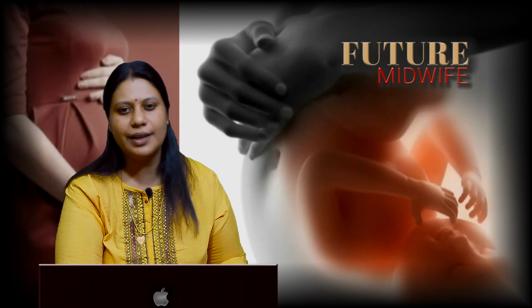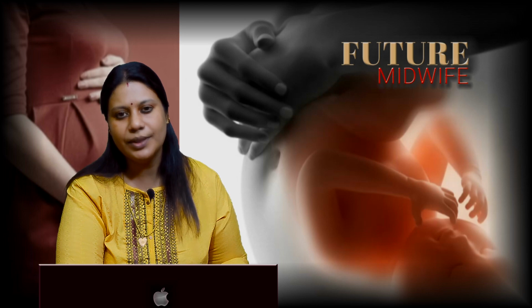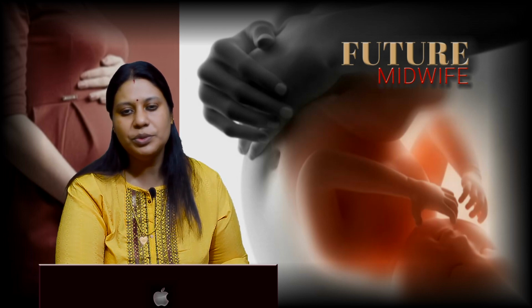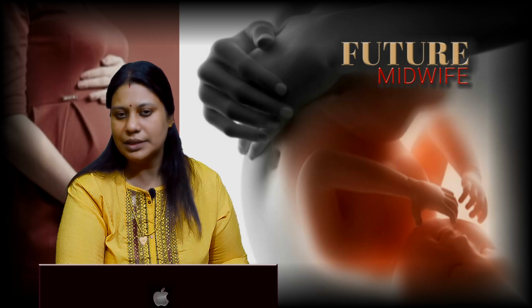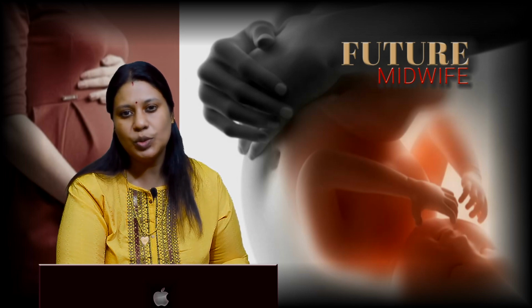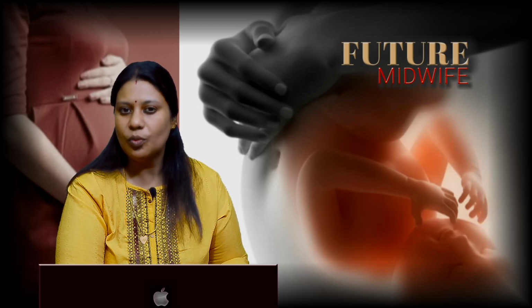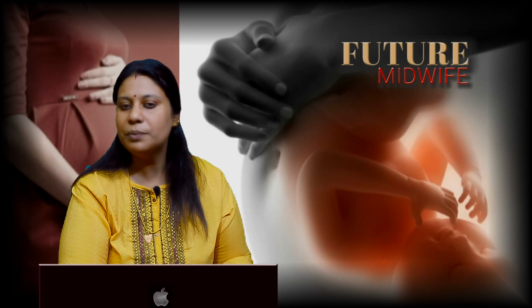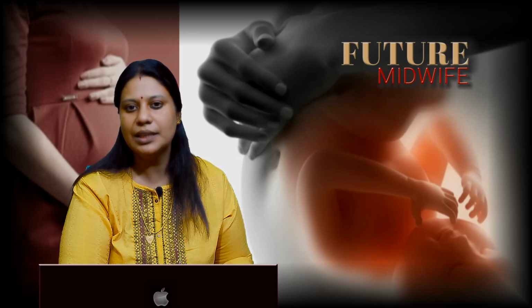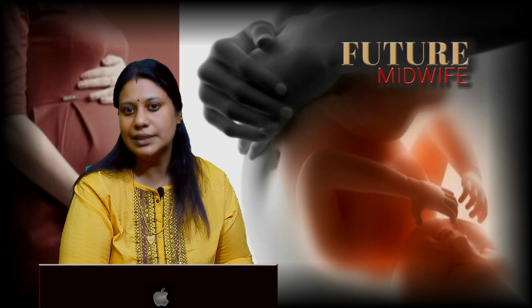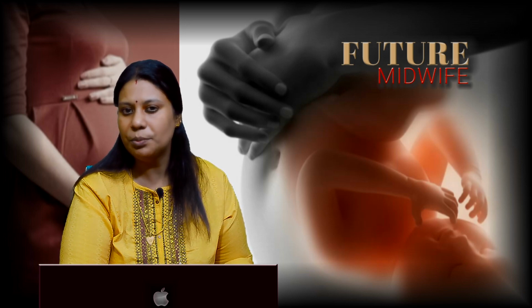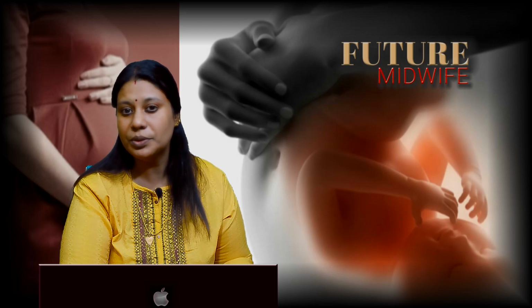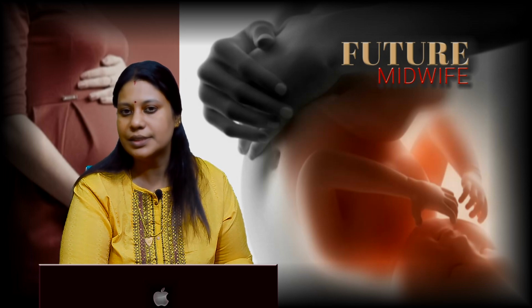Next we'll move on to the antenatal visits and their duration. Ideally, up to 28 weeks once a month, up to 36 weeks twice a month, thereafter every week till labor. Minimum 4 visits are required. The first visit at 16 weeks, the second visit between 24 to 28 weeks, the third visit at 32 weeks, and the last visit, the fourth visit, at 36 weeks.